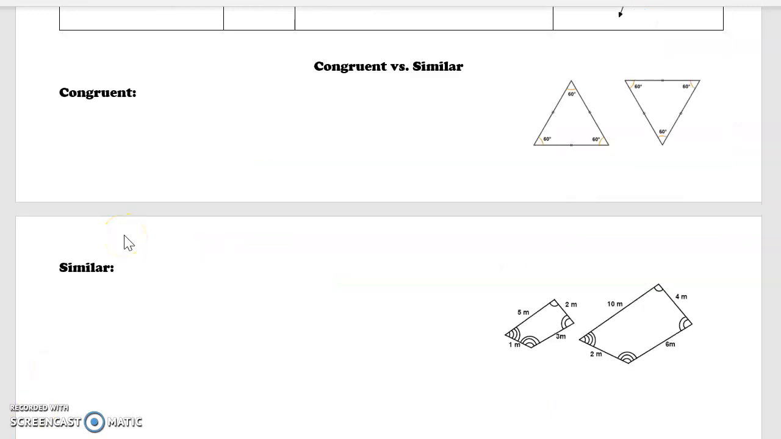All right, at the bottom of your paper, it says a comparison of congruent versus similar. They're telling you that these two triangles here are congruent triangles. What I want you to do is list what you notice about these two congruent triangles. Down here, we have similar triangles. I want you to list what you notice about the two similar triangles. Then I want you to tell me what's the difference between the congruent triangles and the similar triangles. How are they the same?